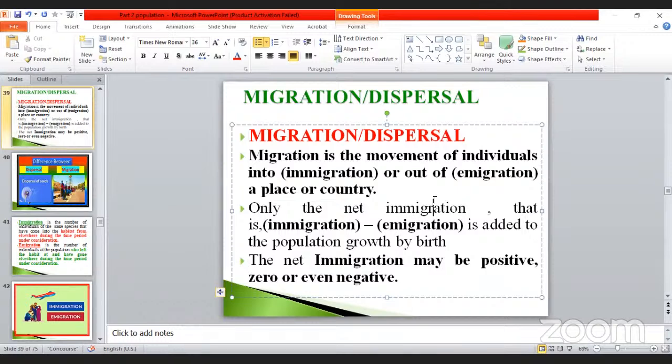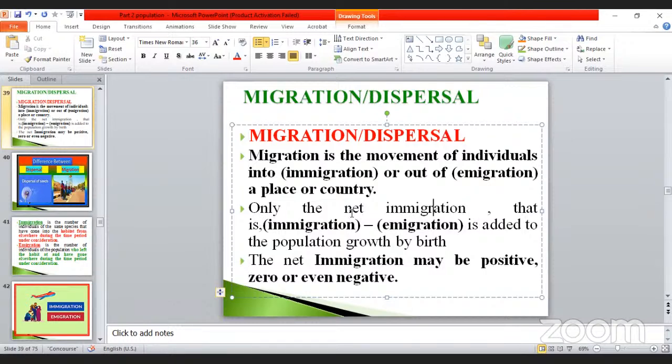The net immigration may be positive, 0, or even negative. These are the three things. Positive means plus, whether it may be 1 or 2, it increases. 0 means there is no immigration and no emigration. That is called 0. Negative means what? It may be outgoing, isn't it? Emigration. That is a negative one. Only emigration is there, no immigration. That is considered a negative. So this is the important point, emigration. Here it is very, very important.